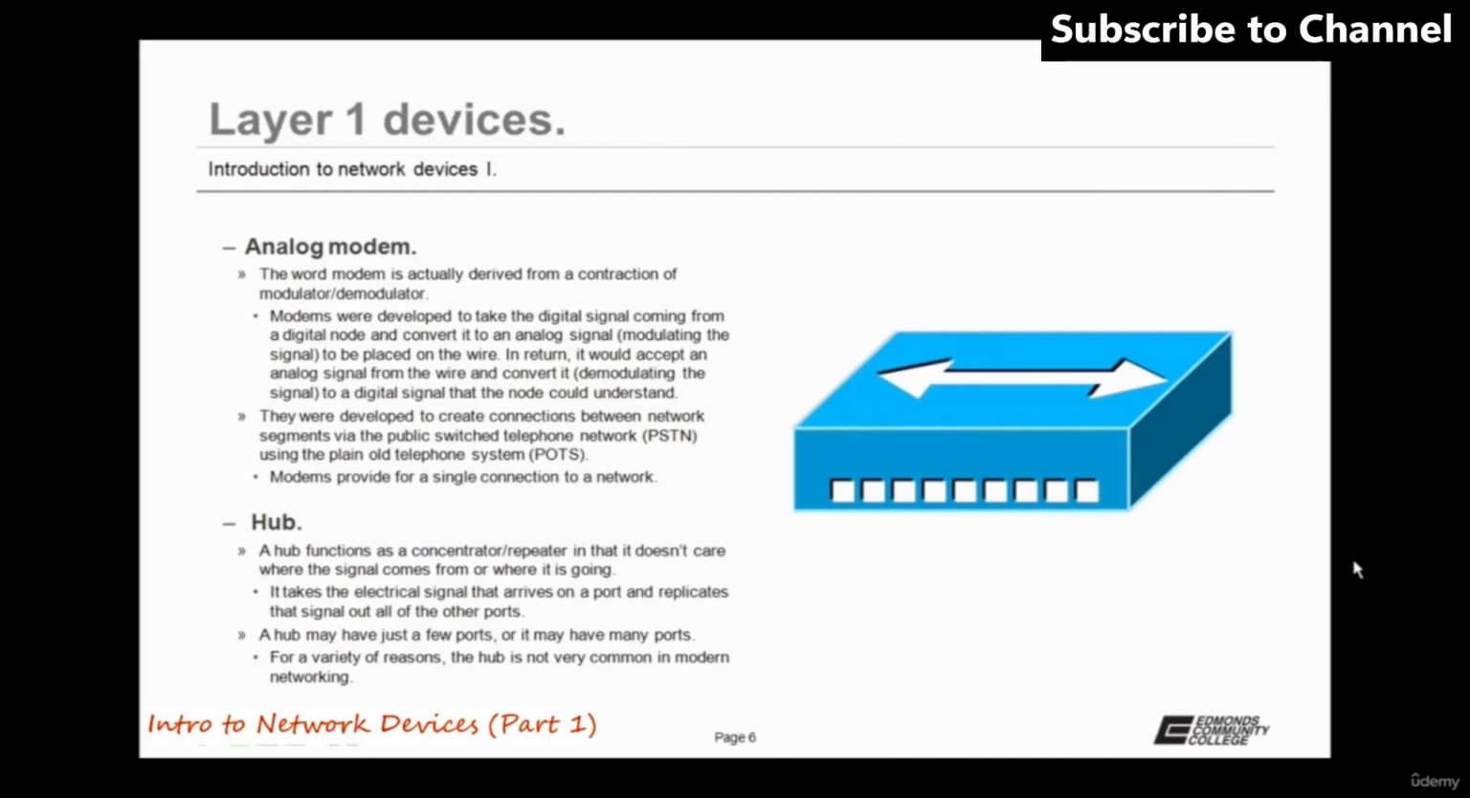Then there's the hub. A hub functions as a concentrator or repeater in that it doesn't care where the signal comes from or where the signal is going. Kind of like the modem. It takes an electrical signal that arrives on a port and replicates that signal out all of its other ports. A hub may have just a few ports or it may have many ports. And for a variety of reasons, the hub is not very common anymore in the modern network.